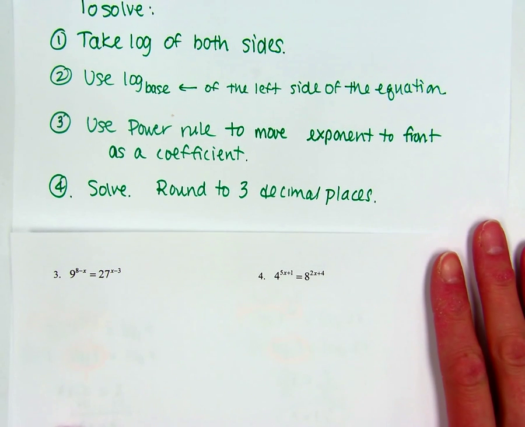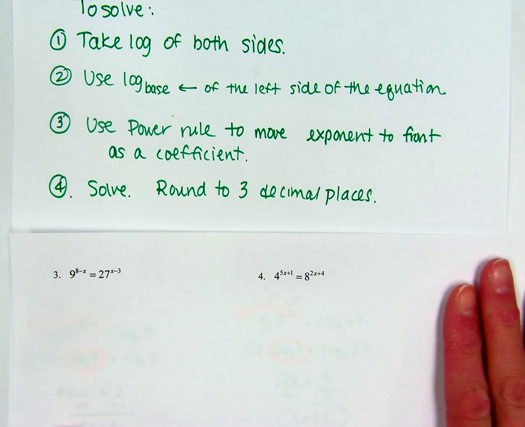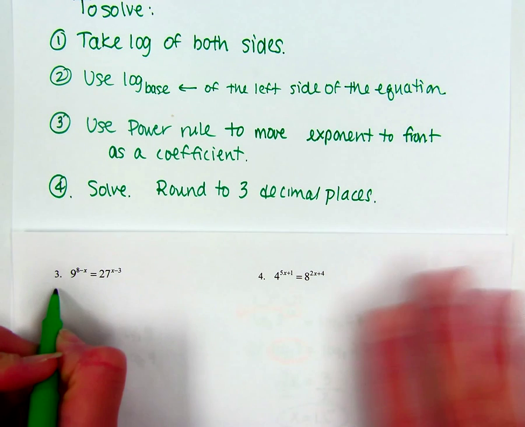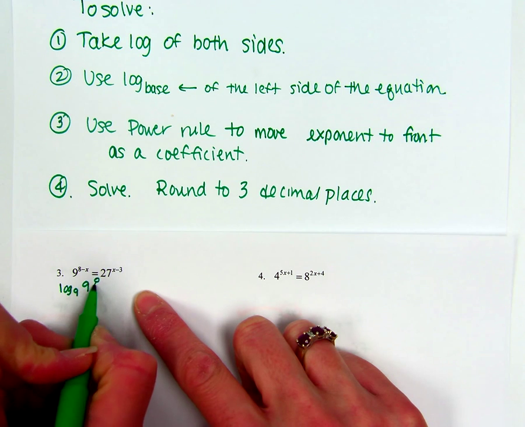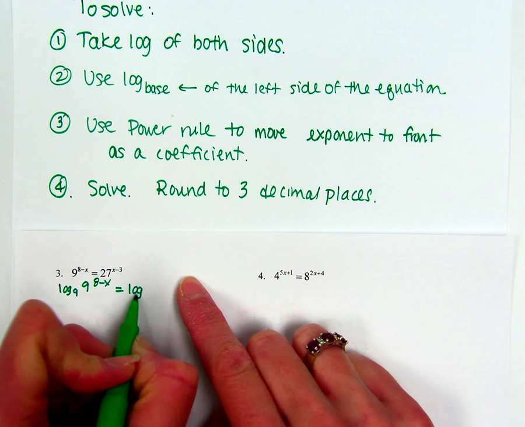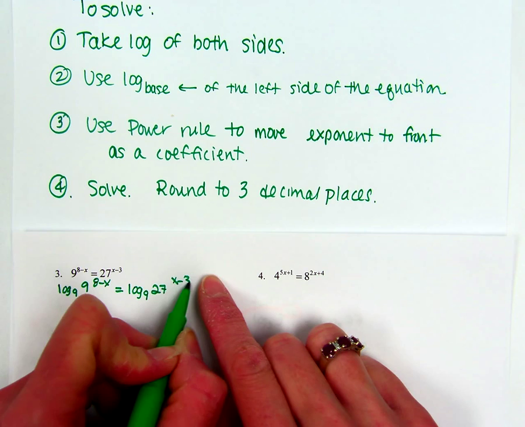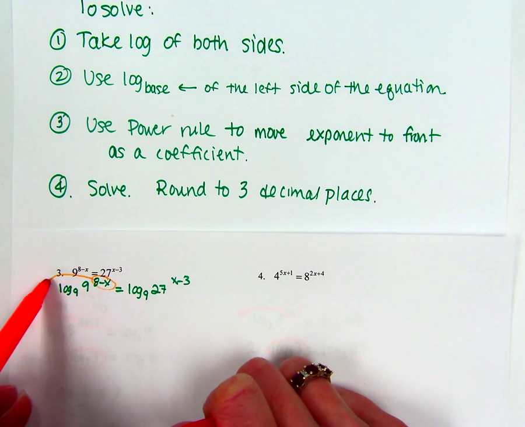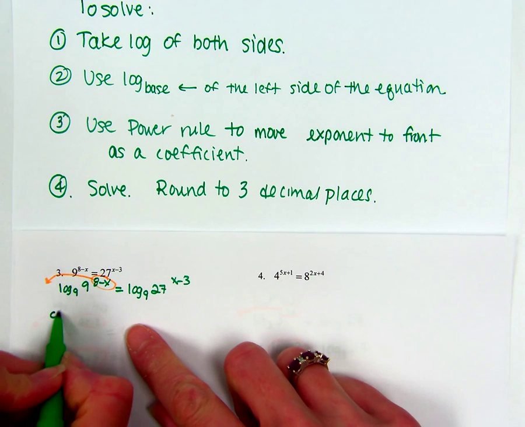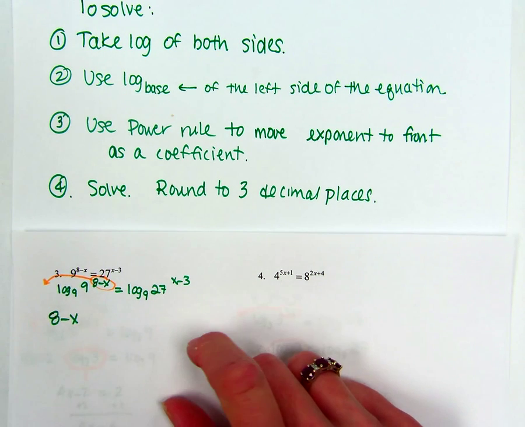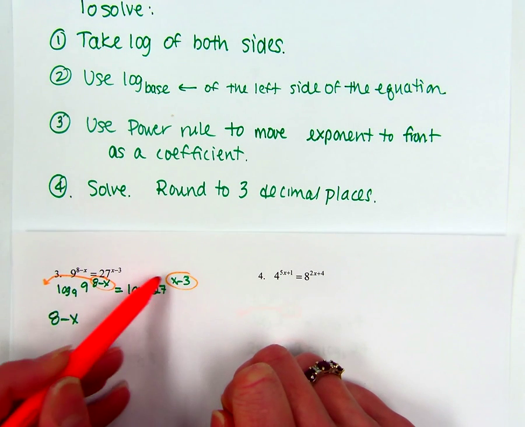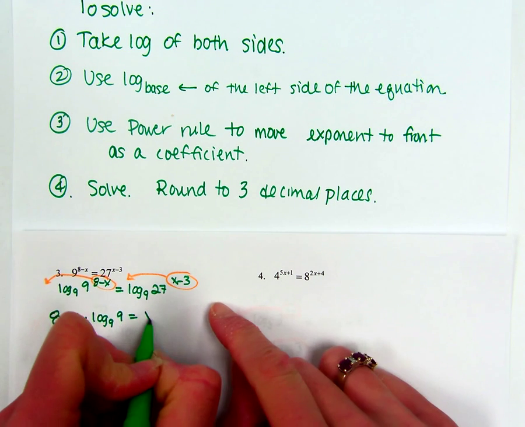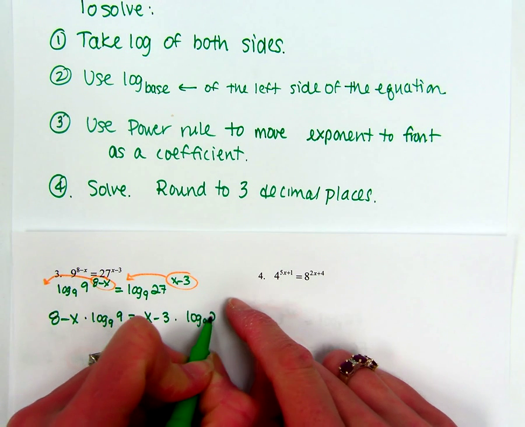I'm going to try to keep our rules up on the same screen. All right, so I see that I have a 9 as my base, so I'm going to do log base 9 of 9 to the 8 minus x, and log base 9 of 27 to the x minus 3. All right, so we remember that 8 minus x goes out in front as a coefficient. Also we have x minus 3. This should go out in front as a coefficient. So we have x minus 3 times log base 9 of 27.